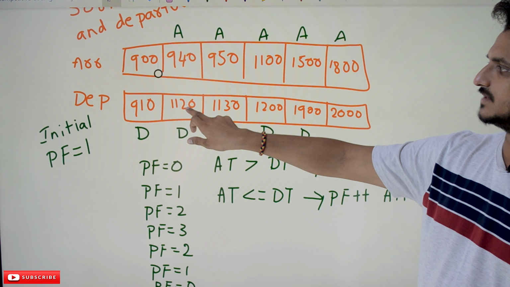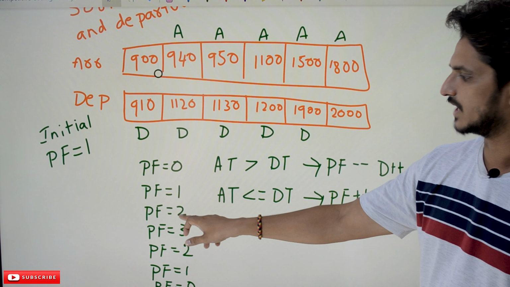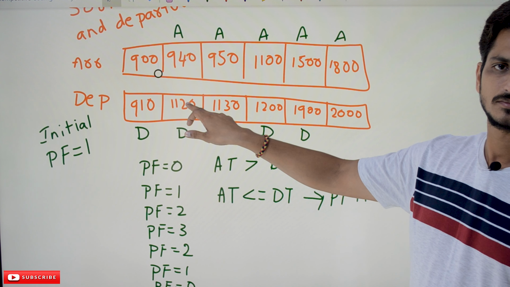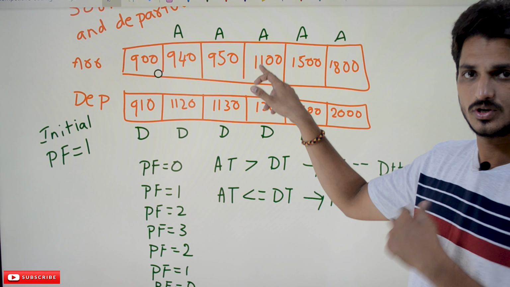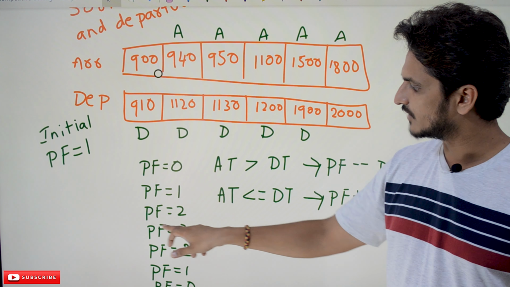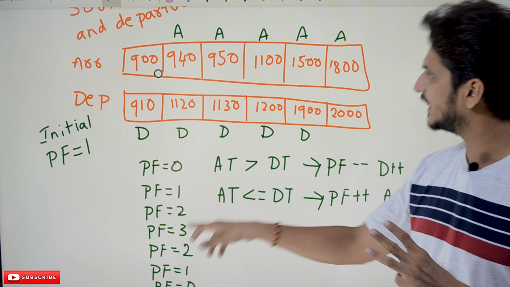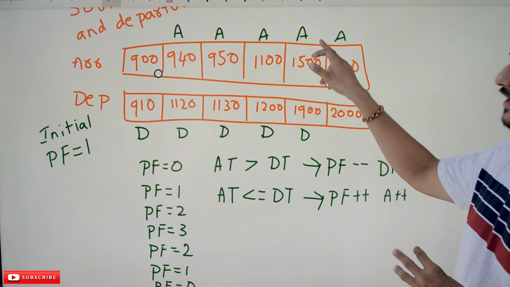9:50 is less than 11:20. Arrival plus, platform plus, platforms will become 2. 11 is less than 11:20. Yes, before this we are going to get a new train, so we have to assign a new platform. So 11 is less than 11:20, platform plus. How many platforms are needed up to now? 3 platforms are needed. So that's why platform plus, arrival plus, arrival moving to here.